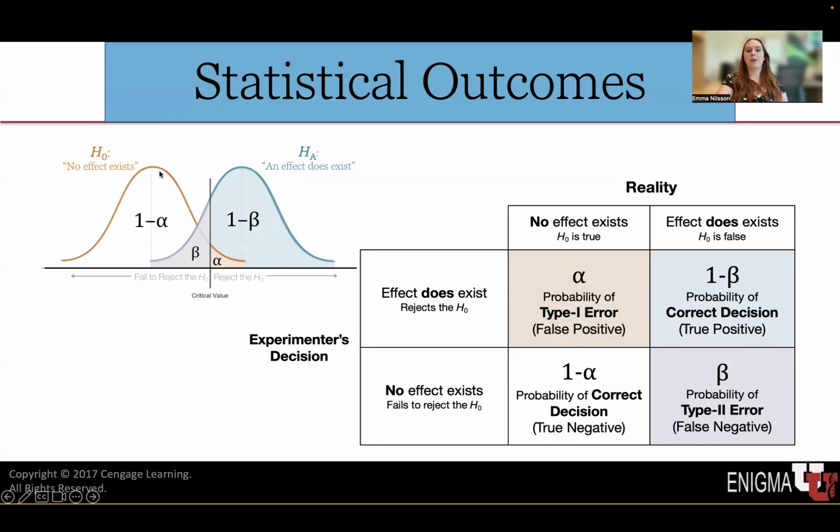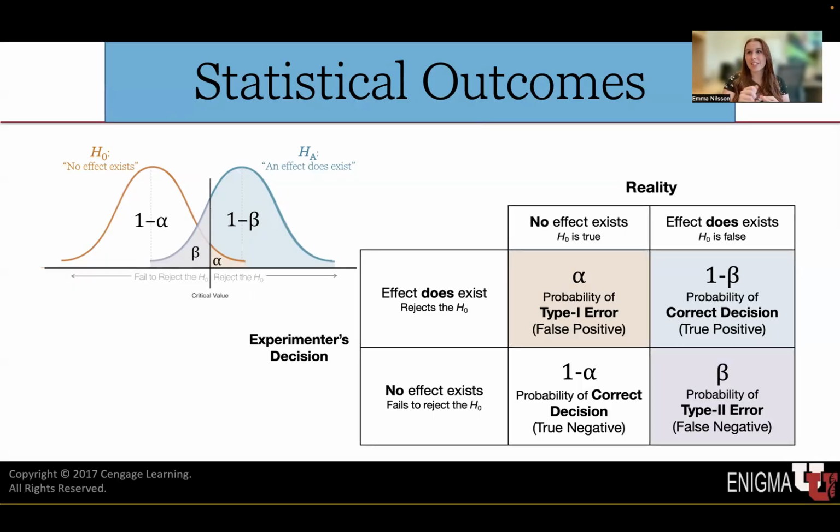Something I'll point out about this diagram before we leave this slide is just that hypothesis tests are set up so that the probability of getting a type 1 error, a false positive, alpha, is minimized.